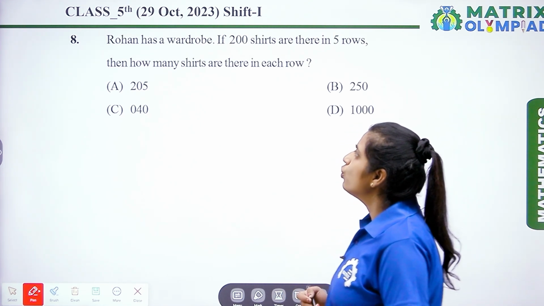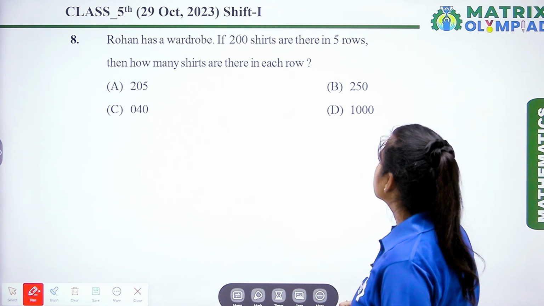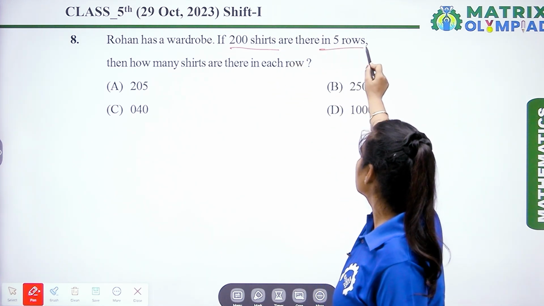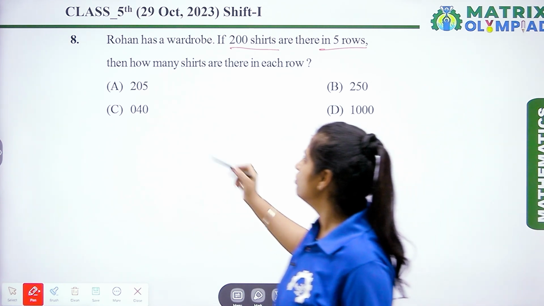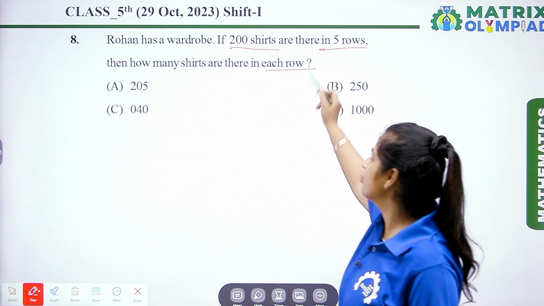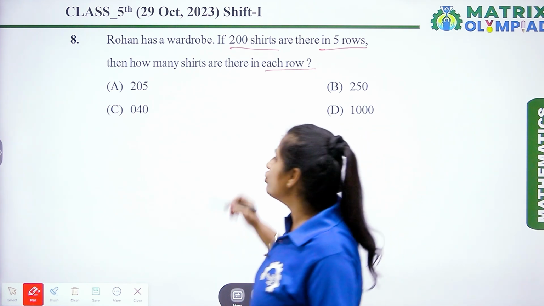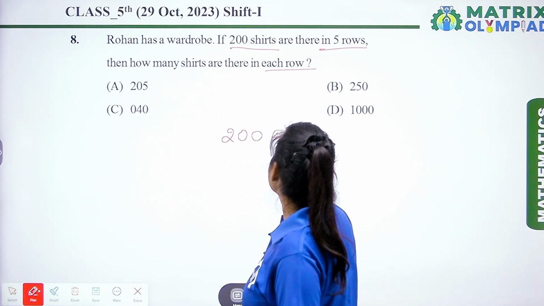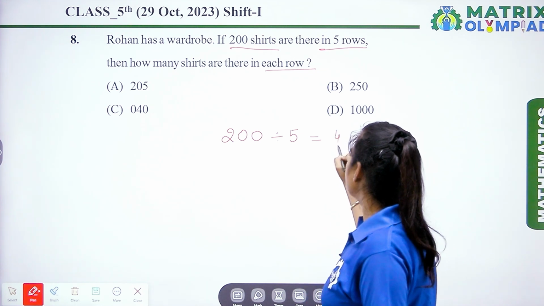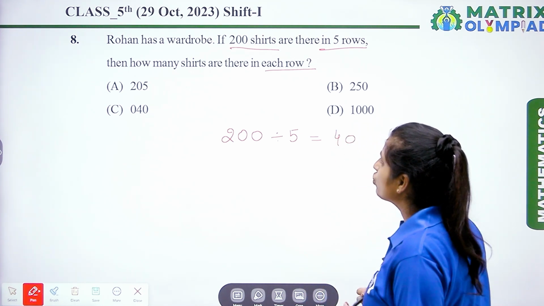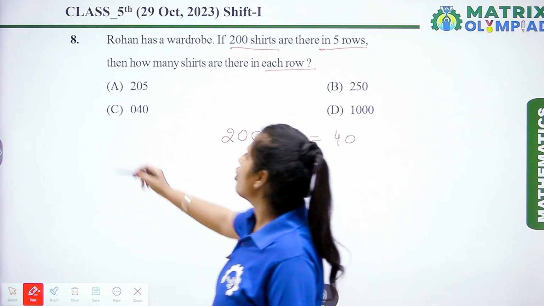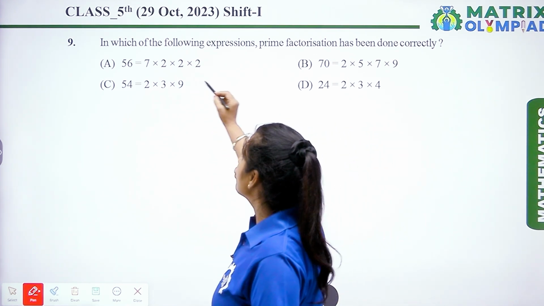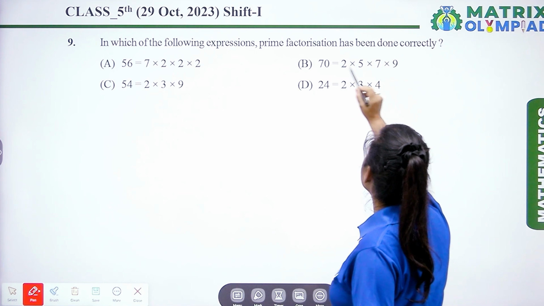Now the next is Rohan has a wardrobe. If 200 shirts are there in 5 rows, so total number of shirts are 200 and total number of rows is 5. Then how many shirts are there in each row? We have to find out shirts in each row. So what we are going to do? We are simply going to divide this 200 by 5. So after division we get 40. So each row has 40 shirts. Here option C is the correct answer. Now let's start question number 9. In which of the following expression prime factorization has been done correctly?